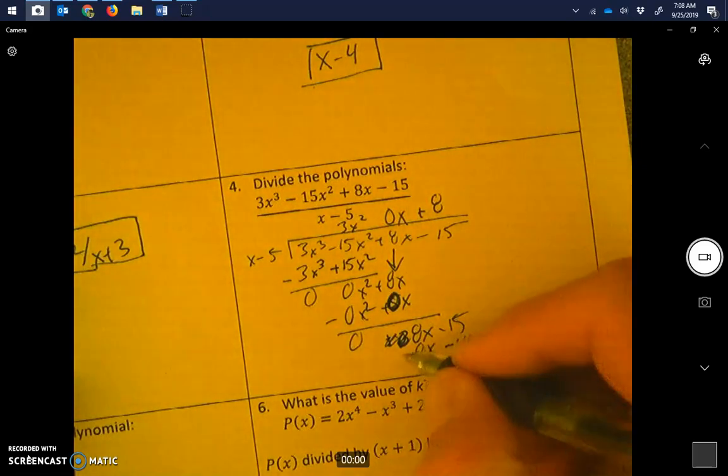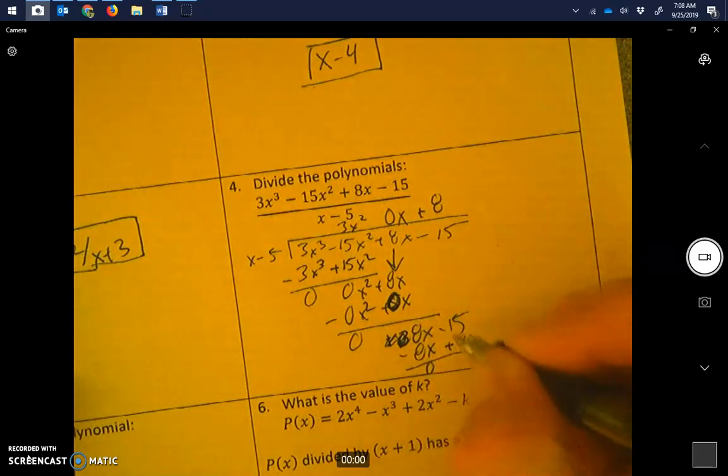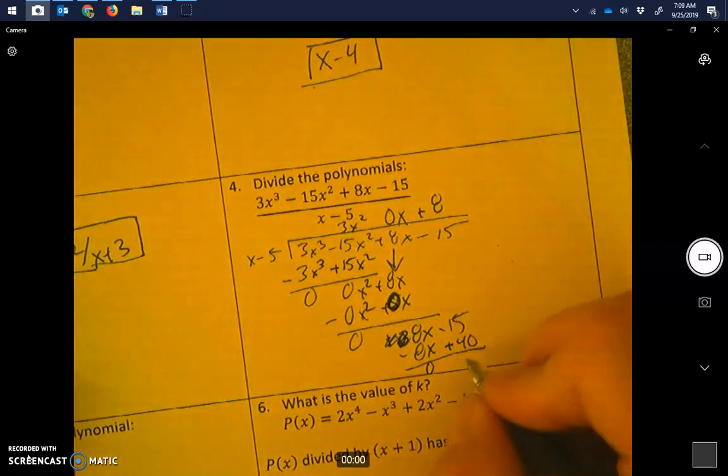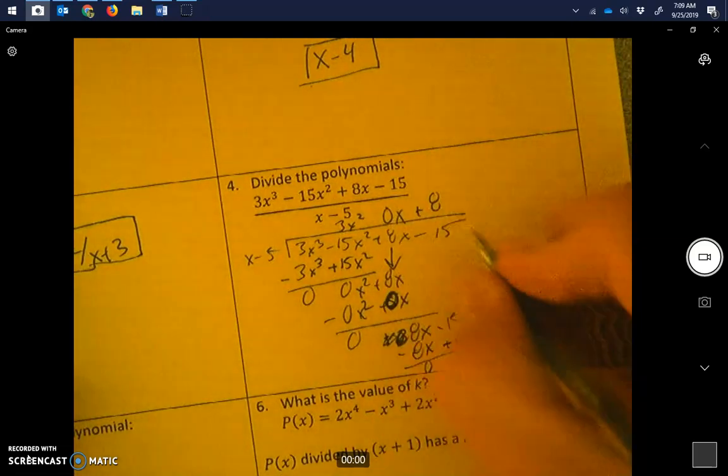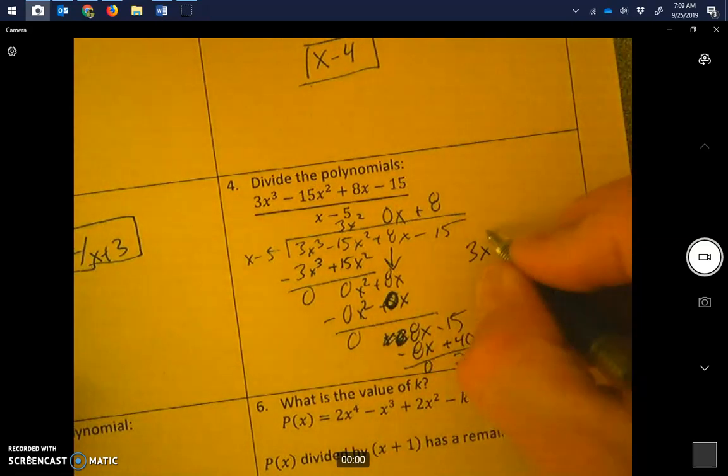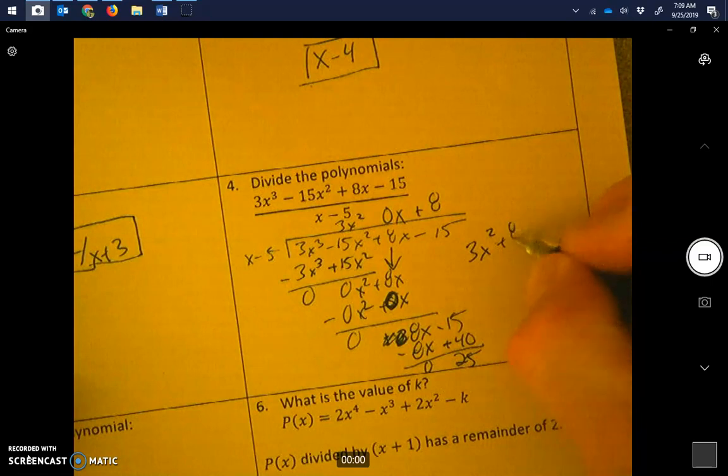Subtracting, so we flip the signs of both. We get 0 here. Negative 15 plus 40 results in 25. So we get 3x squared, 0x, and 8. So I'm going to rewrite it without that 0x. So it's 3x squared plus 8 plus 25 over x minus 5.